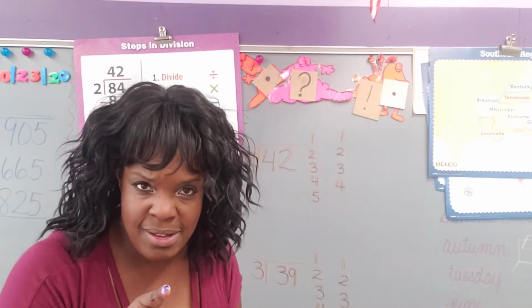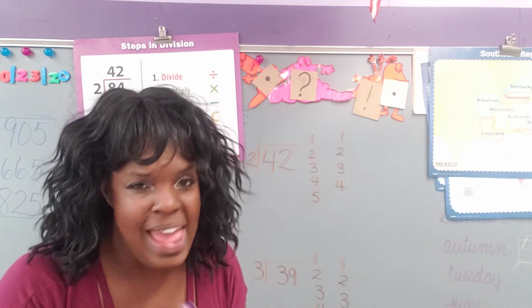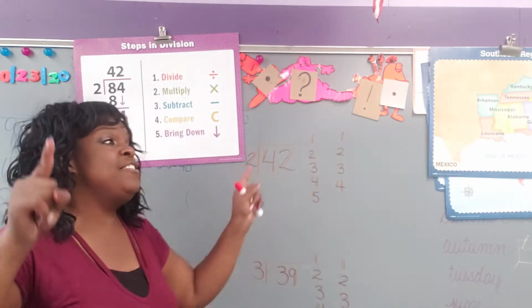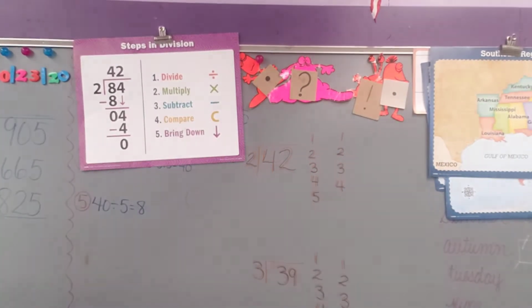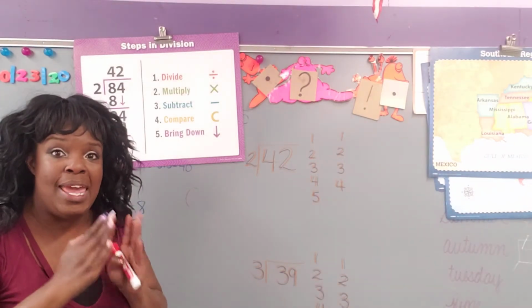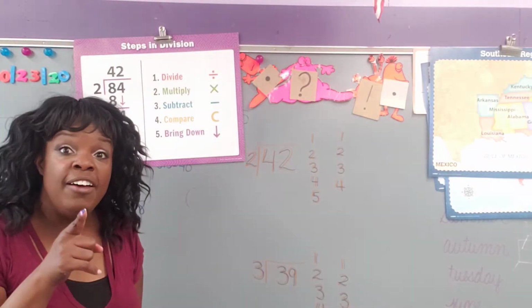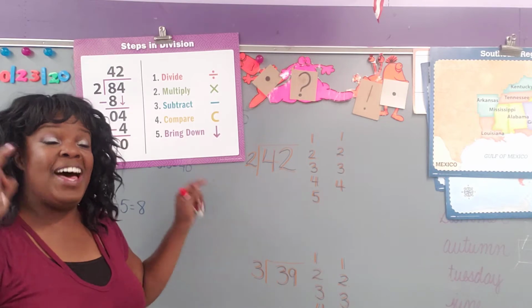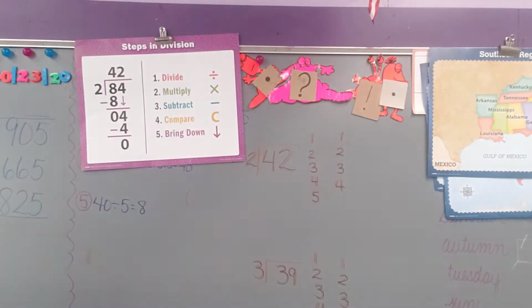Even if you're home, you still have to stand and say the 5 steps of division. Divide, multiply, subtract, compare, bring down. Still have to say them. All 5 steps of division. Divide, multiply, subtract, compare, bring down.